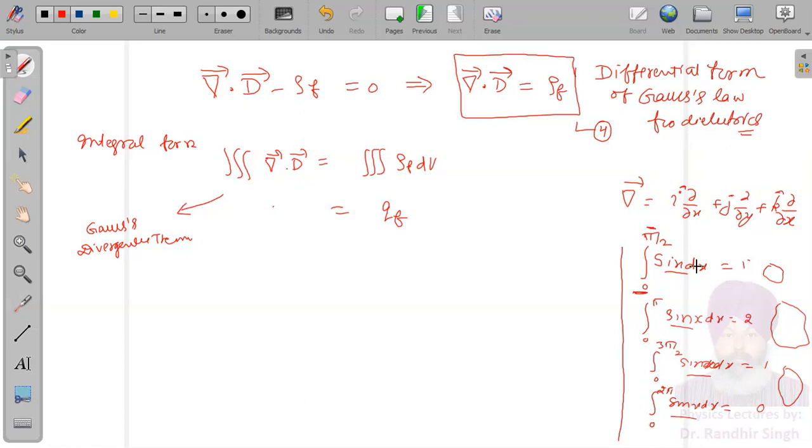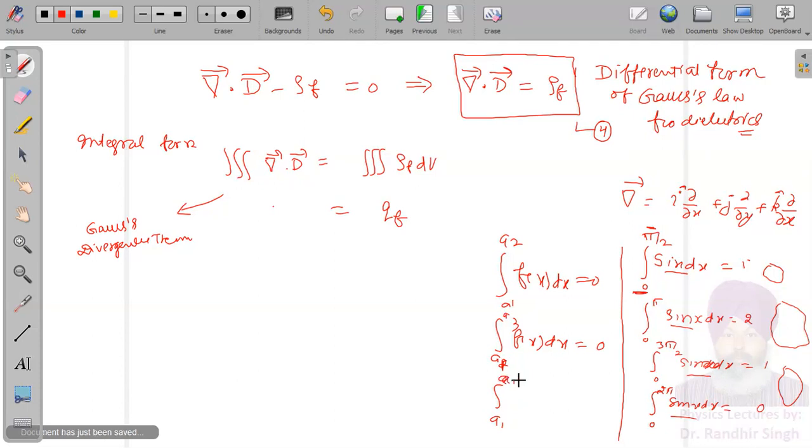And if every time I have a function f(x), I take its integration from limit a1 to a2, the answer comes out to be 0. I take its integration from a1 to a3, the answer again comes out to be 0. If I take its integration from a1 to a4, whatever a1, a2, a3, a4 are, the answer again comes out to be 0. Now this condition is satisfied irrespective of limits only if f(x) itself is 0. Otherwise you cannot satisfy this condition. If the integration of a function is 0 over all the limits, then the function has to be 0.